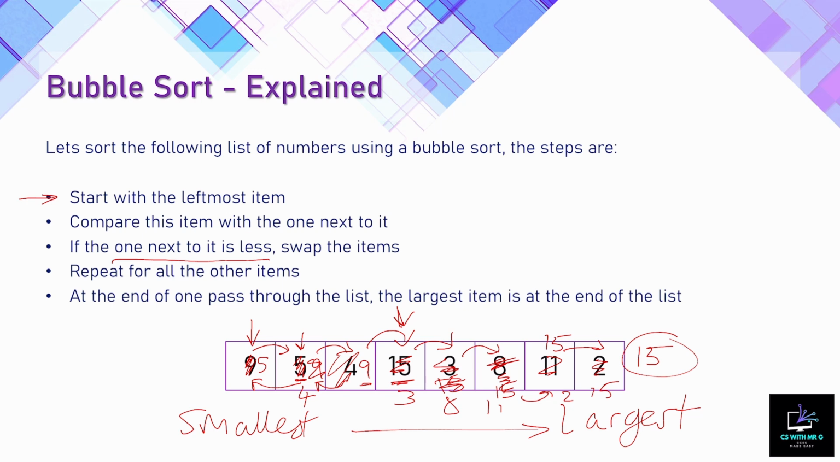Now, as you can see, 9 stopped here, but 9 is bigger than 3, 8, and also 2, so it's still not in order. So if you can already imagine, we need to then go back and do this whole thing again.